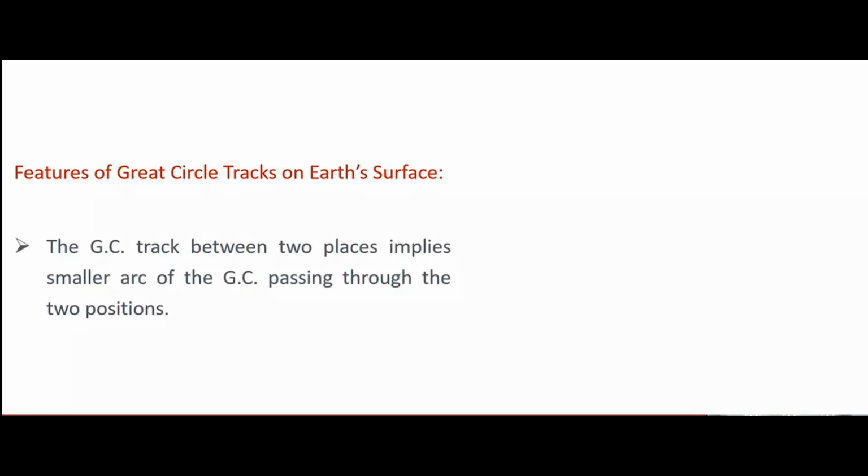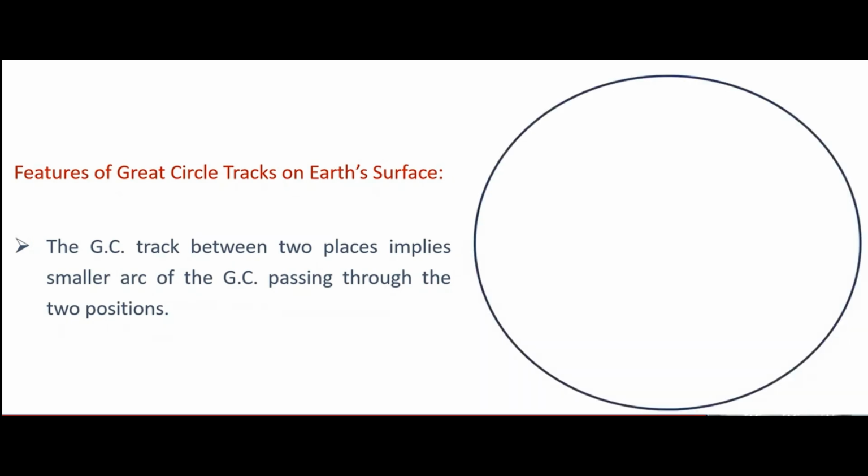Now let us take this great circle concept that we have learned onto the surface of the earth, and let us review or discuss the features of great circle tracks on the surface of the earth. The great circle track between two places implies, if we have two places on the surface of the earth and we are talking of the GC track between them, that we are talking of the smaller arc of the great circle passing through the two positions.